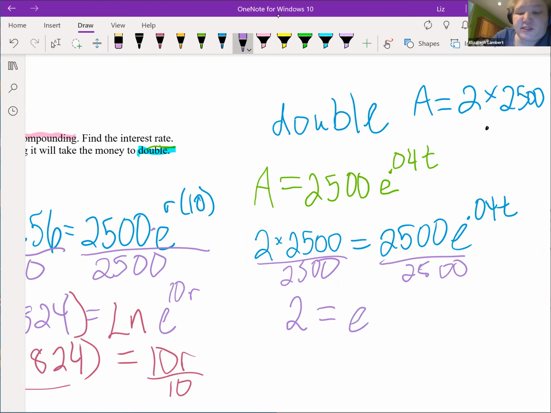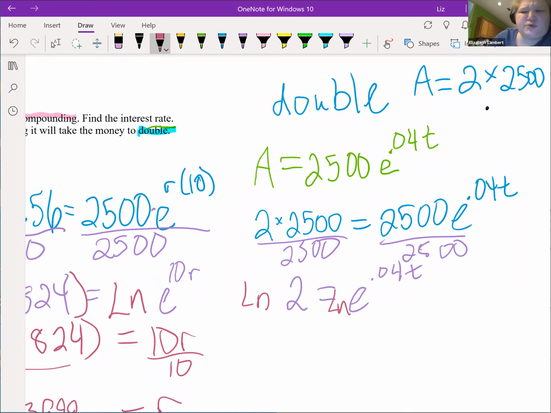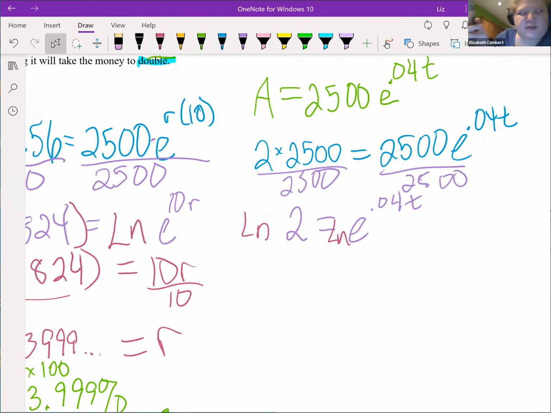So now we have just the number 2 equals e to the 0.04t. Now, just like before, I need to natural log both sides. So the natural log of 2 shows up so often in these problems because mathematicians just love, how long does it take to double? Or if we're talking about half-life, you'll often see the 2 in the place of the e in the equations, which is what we're going to see in a second. So now again, the exponent comes down to the line using that log property.